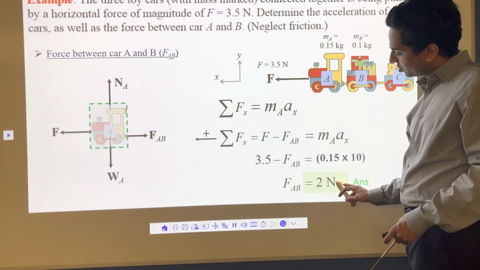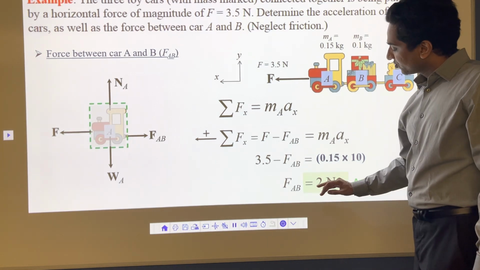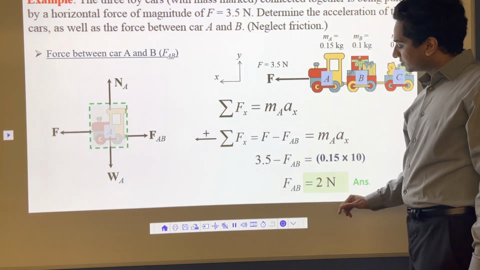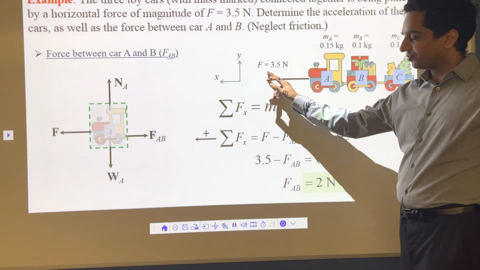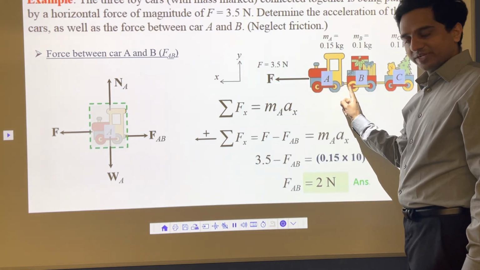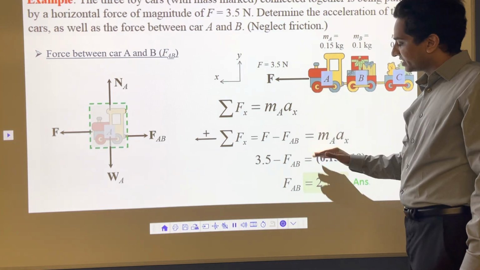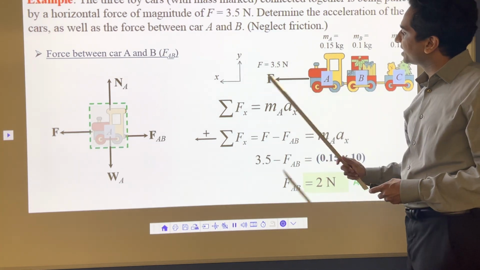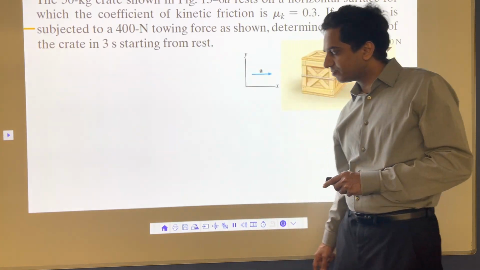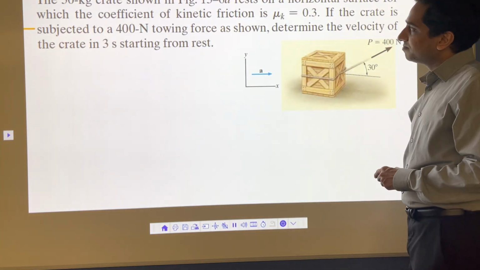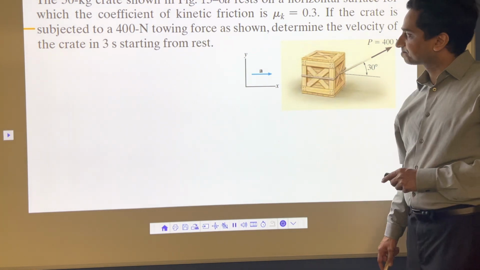Write down units always in your exam. So you have 2 Newton force here. So this one is moving with 3.5 Newton, but there is a force of 2 Newton between A and B, and that's how we can solve this problem, by applying equation of motion just for block A. That's a very simple problem. Let's do a problem from the book.